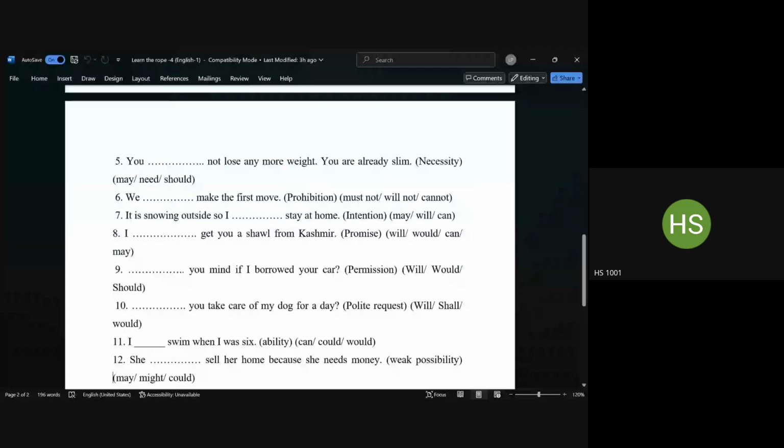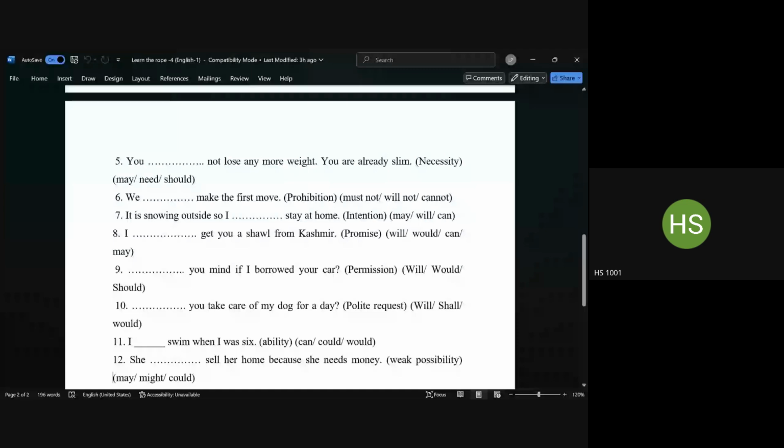It is snowing outside, so I dash stay at home. Intention. May, will, can. Will, right? It is snowing outside, so I will stay at home. Intention, you'll use will. Eighth one, I dash get you a shawl from Kashmir. Promise. I think this question we already discussed as an example. Will, would, can, may. Will. If it is to show promise, then you say, I will get you a shawl from Kashmir.